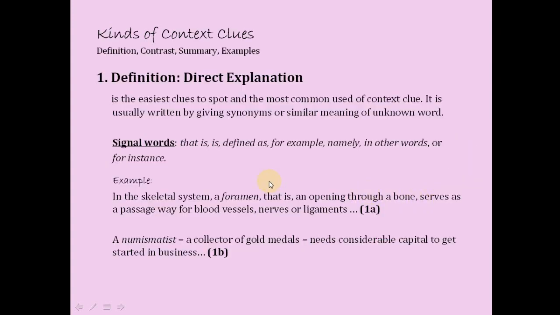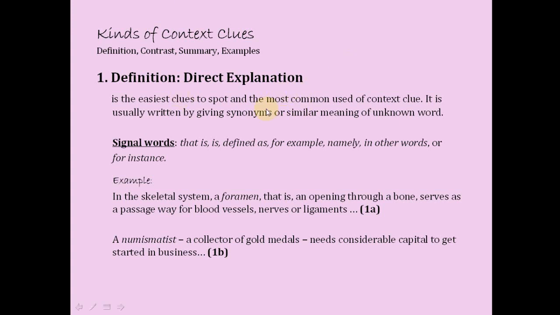Okay, we come to kinds of context clues. Jadi tipe-tipe dari context clues kita hari ini ada definition, contrast, summary, and example. We come to the first of context clues, yaitu definition. Definition biasa juga disebut dengan direct explanation. This is the easy clue and the most commonly used in context clues. Jadi definition itu adalah clue yang paling easy, yang paling mudah, and this is commonly used in context clues.